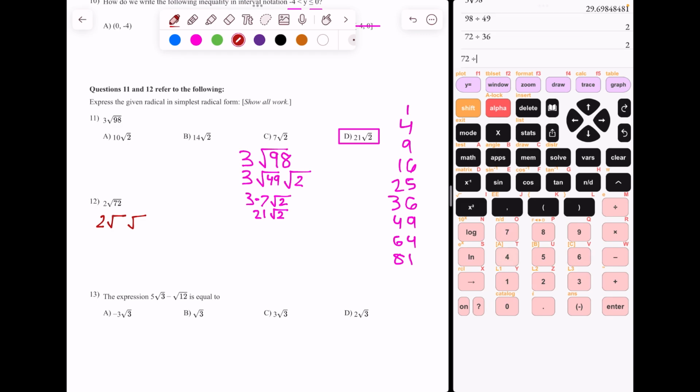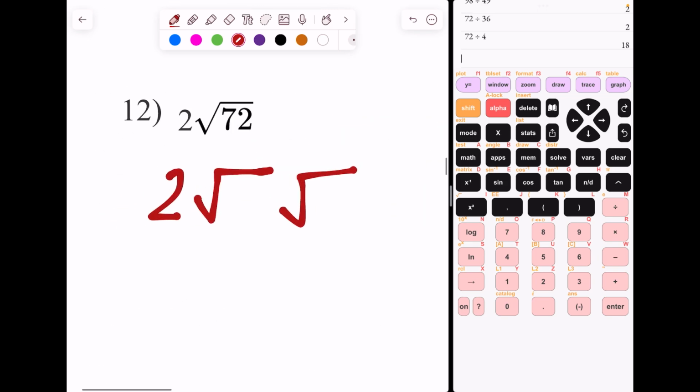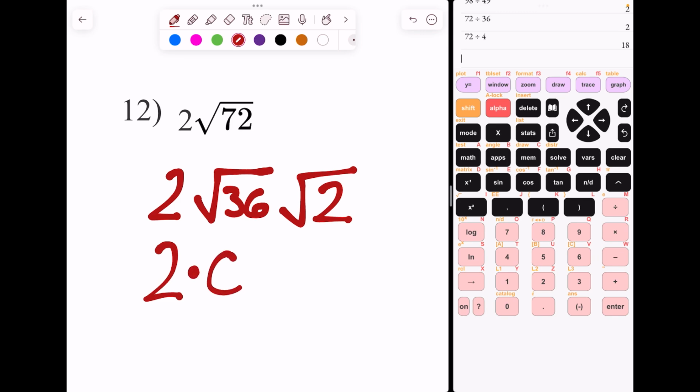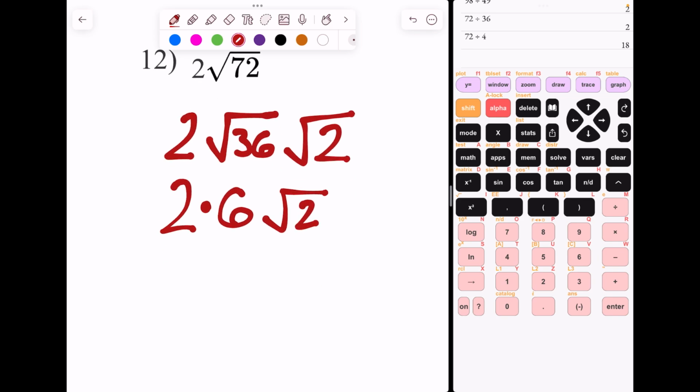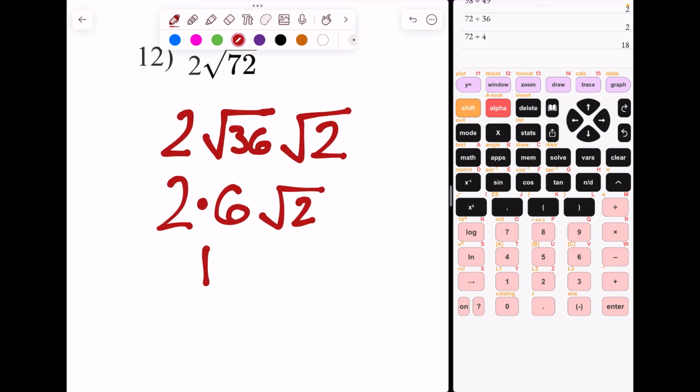Yes, maybe 4 could work. Let me see if 4 works. Yes, 4 could work, but we need the biggest number that could work, the biggest perfect square number, which is 36. And 72 divided by 36 is 2. Leave the 2 alone. Then the square root of 36 is 6. Leave the square root of 2 alone since that would give you an irrational number. 2 times 6 is 12, square root of 2.